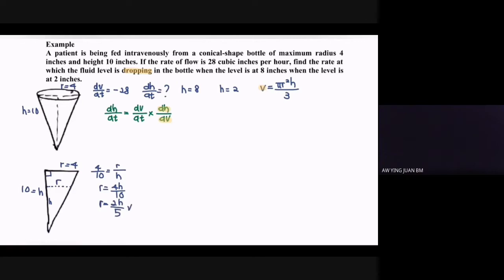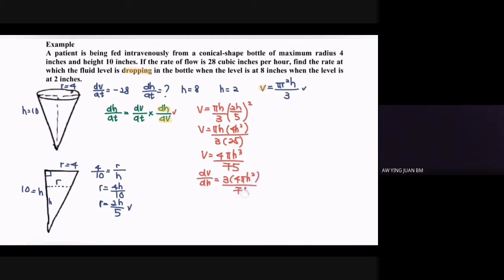Kindly substitute this into the equation for V so that we have V in terms of H. So now V is equal to pi H over 3 bracket R squared, where we have 2H over 5 squared. Simplify, so pi H bracket 4H squared over 3 bracket 25. So V will be equal to 4 pi H cubed over 75. Then remember to differentiate V with respect to H. So dV/dH will be equal to 3 bracket 4 pi H squared over 75. Simplify, 4 pi H squared over 25 for dV/dH.